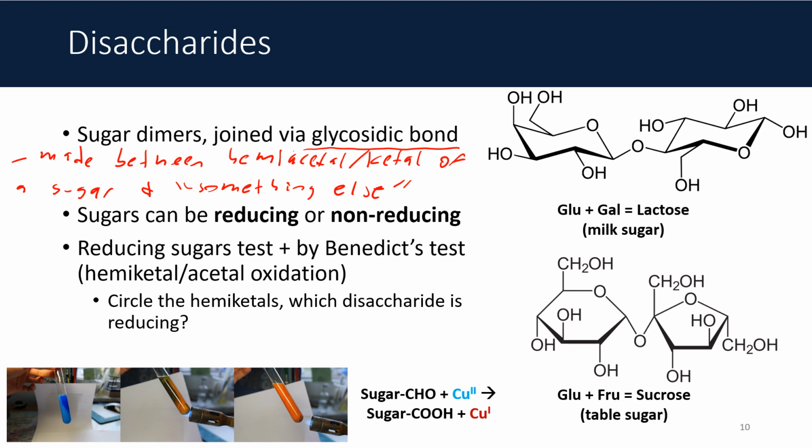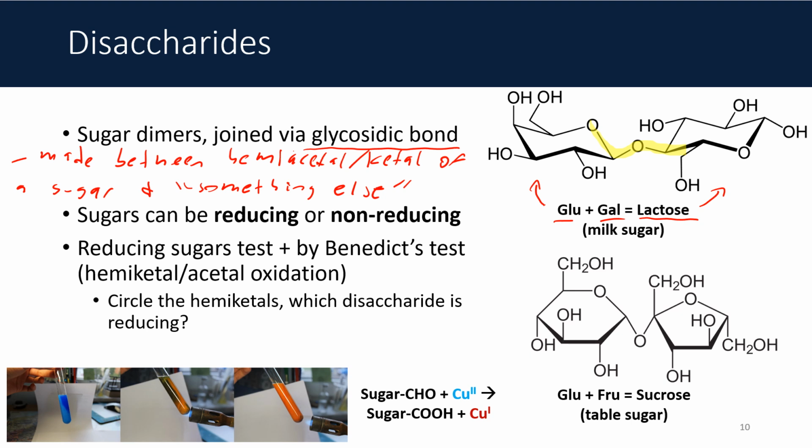And I wanted to show you 2 examples of very common disaccharides. This is a picture of lactose. It is a disaccharide formed between 1 glucose unit and 1 galactose unit, connected together with the glycosidic bond. All right. Lactose, you may be familiar with. It's milk sugar. It is abundant in dairy products.